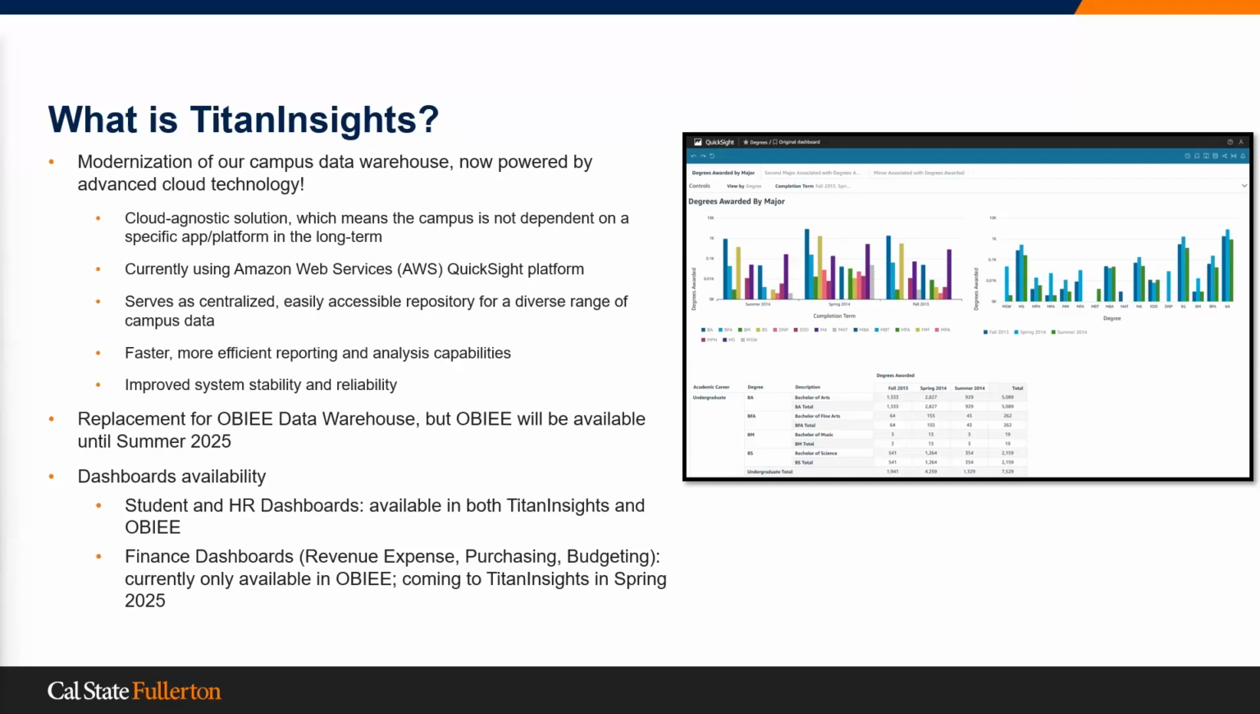There is a link there to Canvas, and we can't link Canvas to more than one data warehouse, so it's pointing to Titan Insights. Some of that student engagement data, the most up-to-date versions of it, is just in Titan Insights. But otherwise, you can use whichever one you would like. In terms of the finance dashboards, those will be coming to Titan Insights in spring of 2025. So for now, it's just in OBIEE.